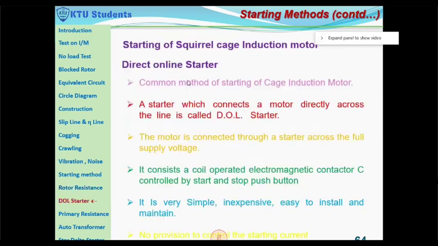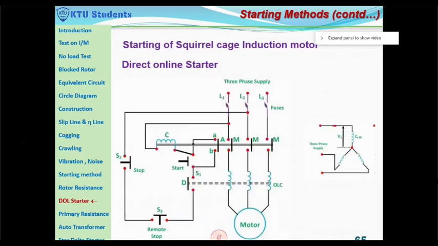And moving on to the direct online starting. In direct online starting, the supply is directly connected to the machine. As you can see here, there is a coil. This is an electromagnetic contactor. Then there are a start and stop switch, and this coil is controlled by the start and stop switch. The start switch is held open by the spring, and the stop switch is held closed by the spring. A is the auxiliary contact and M represents the main contact.